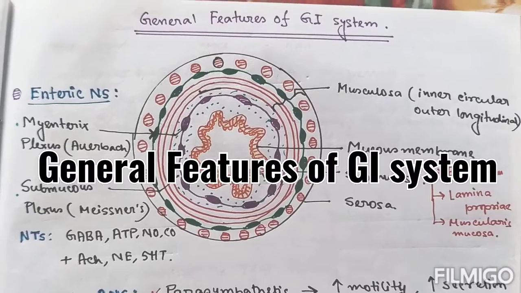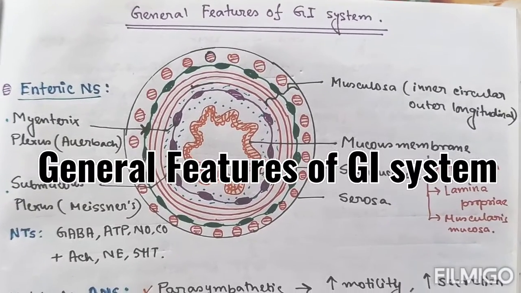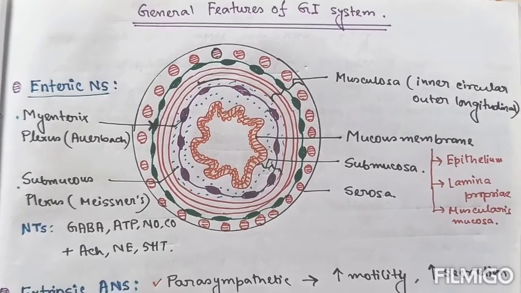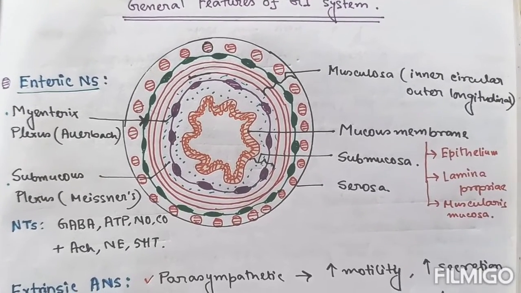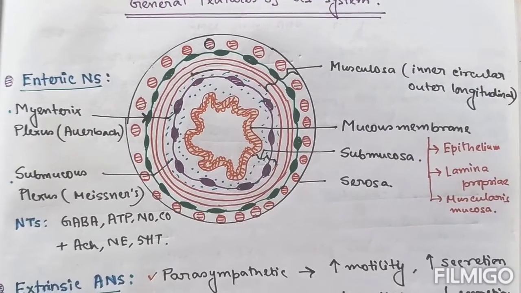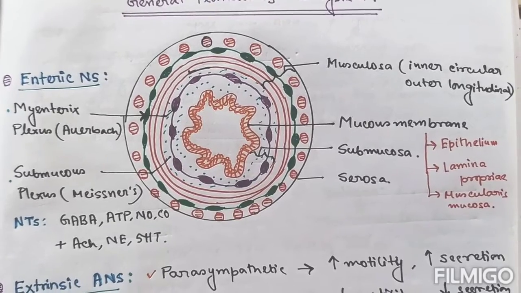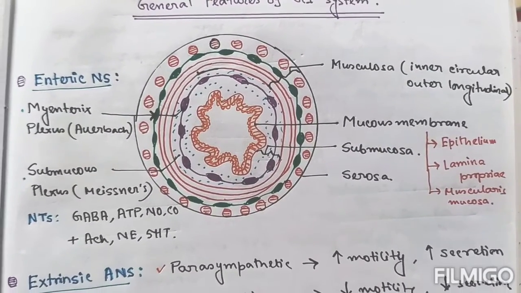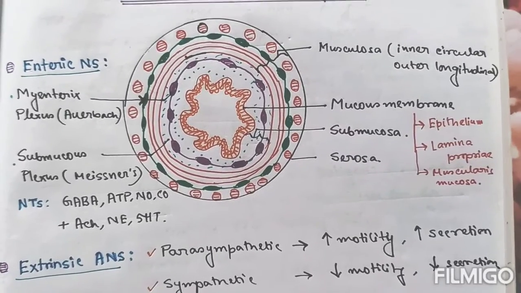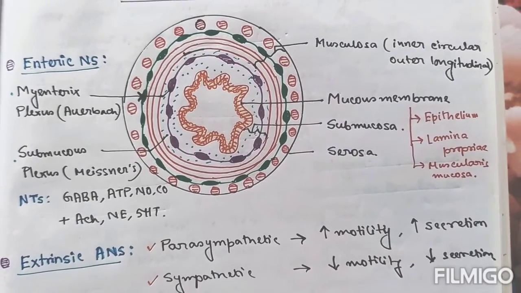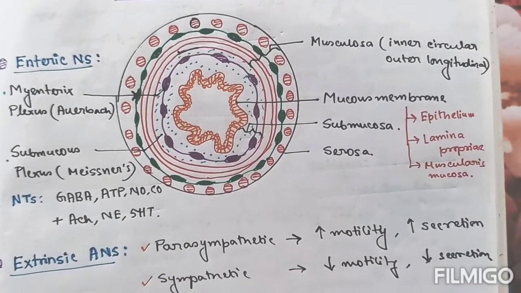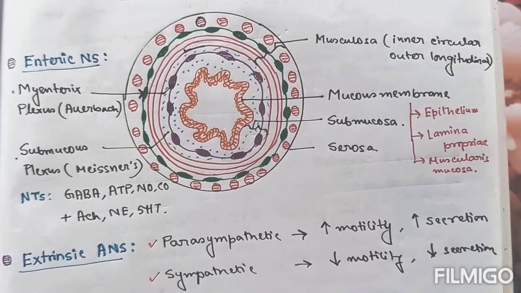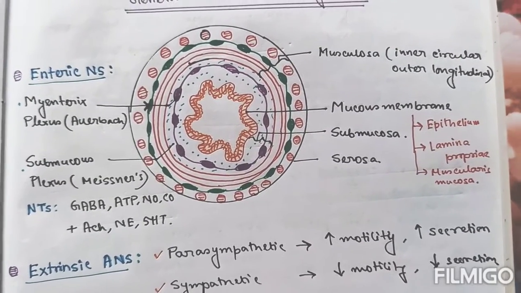In this video, we will talk about some general features of the GI or gastrointestinal system. The GI system consists of the gastrointestinal tract and some glands associated with this tract. And the tract, starting from the buccal cavity, ends in the anal canal. This tract has more or less uniform structure on cross section throughout its length, with some occasional regional variation.